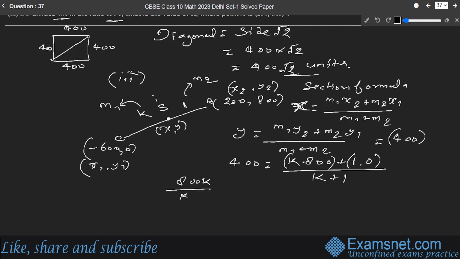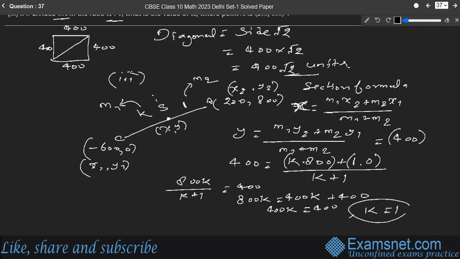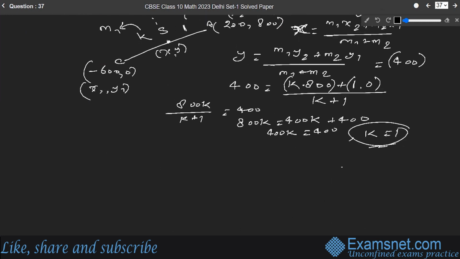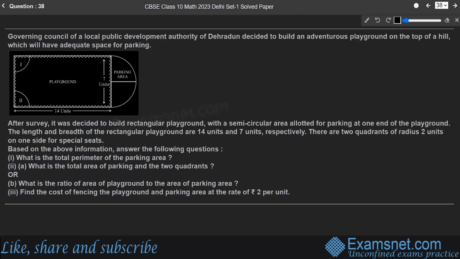800k divided by k plus 1 is nothing but 400. If you cross multiply, 800k is equal to 400k plus 400. If you subtract, 400k is coming out to be 400, so the k value is coming out to be 1. So that's what they had asked for. What is the value of k? The k value comes out to be 1. So that is the right answer. Okay, let us go for the next question.